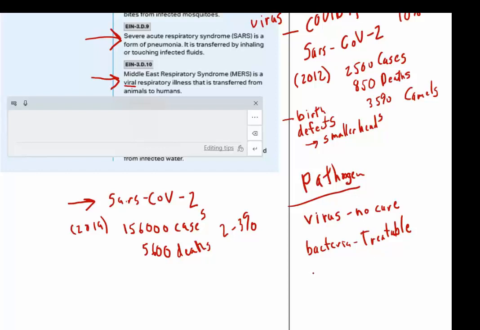And then the parasite one is malaria. And that's the one that's mainly spread by mosquitoes. So people that live in sub-Saharan Africa, a lot of times they'll sleep with mosquito nets around them to protect them from the mosquito bites that can transport malaria. And I'm pretty sure that it's been eradicated in most other places as well.